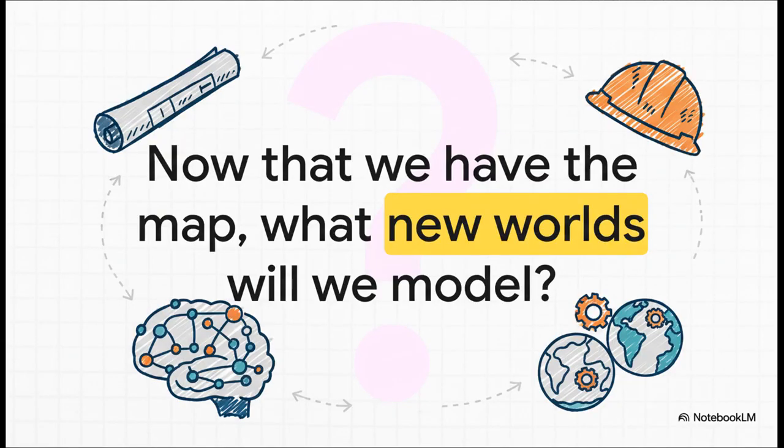So there you have it, the 5-stage journey, all the way from a question to a real-world AI solution. It's a rigorous, detailed process, no question about it. But with this blueprint, with this map, the potential is almost limitless. Which leaves us with one final thought to chew on. Now that we have the map, what incredible new worlds will we choose to model next?